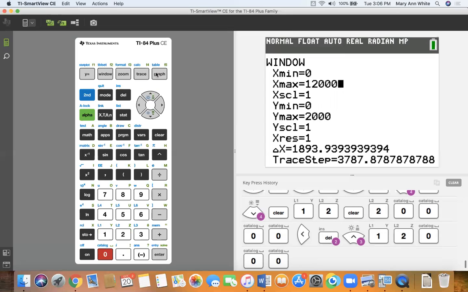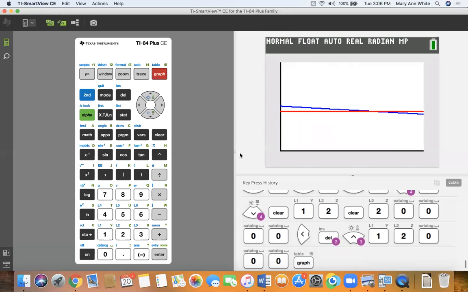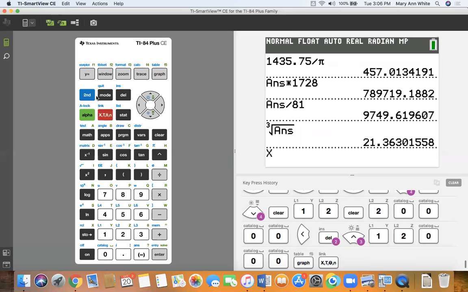My X min and my Y min are 0, just because I can't have negative values. And let's graph. Oh, nice. I can see a nice, pretty intersection. Let's find it.